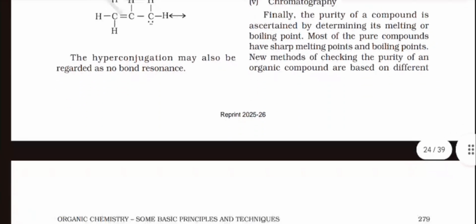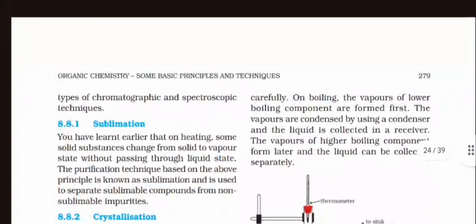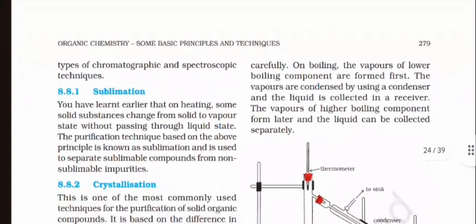Finally, the purity of a compound is ascertained by determining its melting or boiling point. Most pure compounds have sharp melting points and boiling points. New methods of checking the purity of an organic compound are based on different types of chromatographic and spectroscopic techniques.